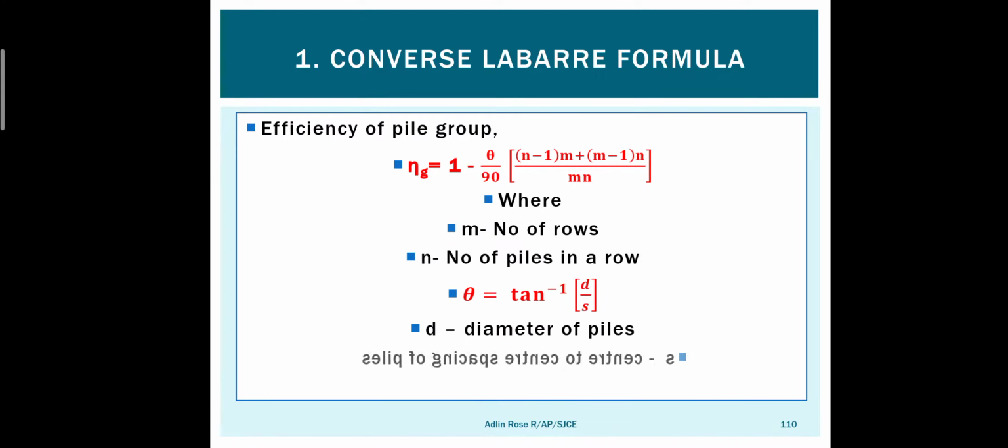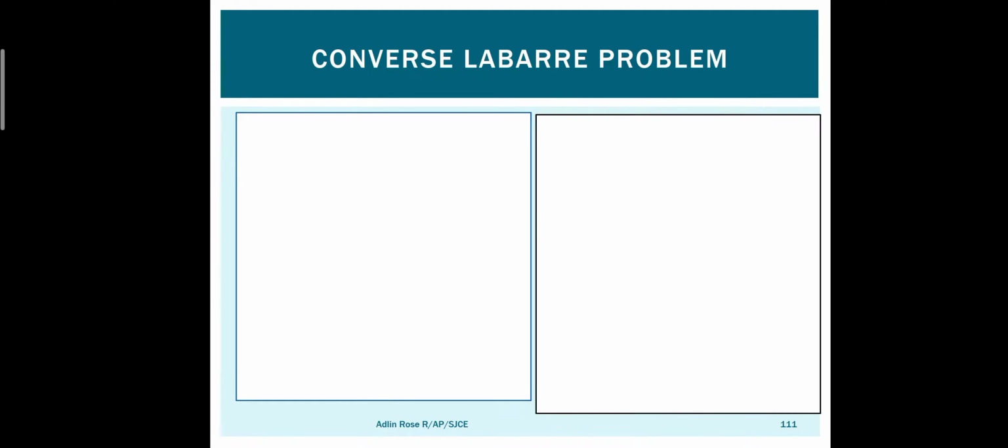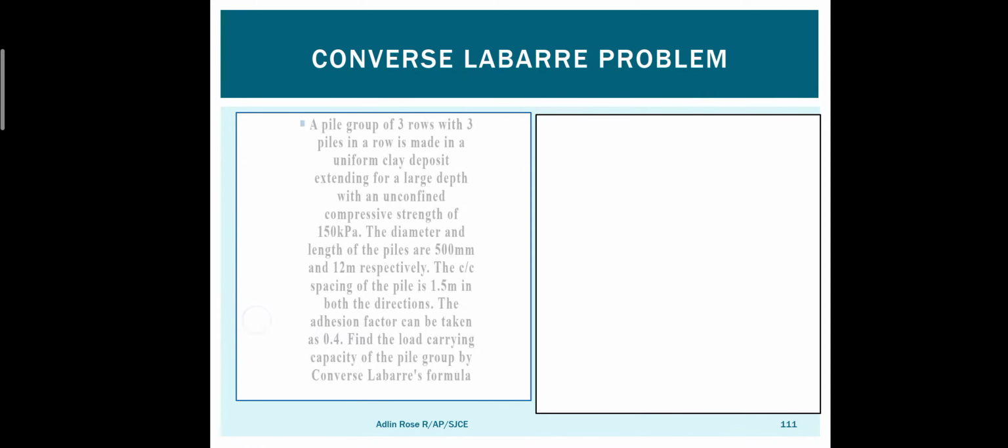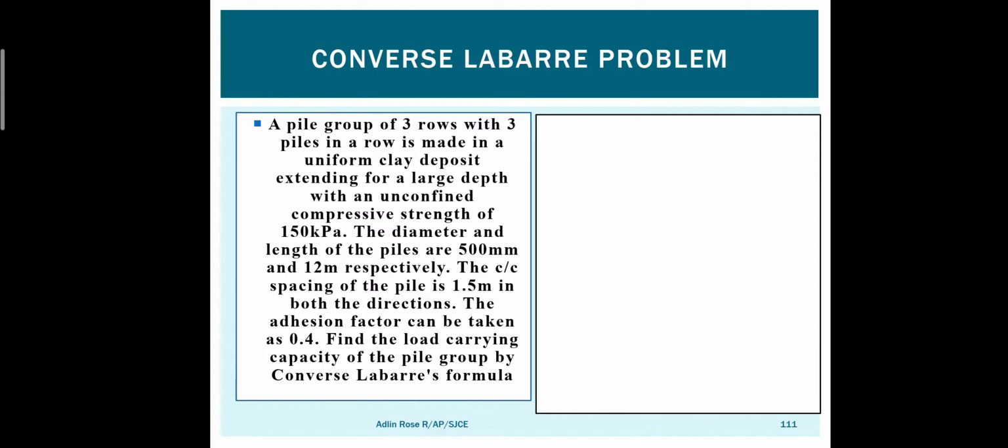Okay, remember this formula even for your GATE exams and all. These questions have been asked on the Converse-Labarre formula. So remember this formula: 1 minus theta by 90 into (n minus 1) into m plus (m minus 1) into n, divided by m into n. So we'll solve a problem using that.